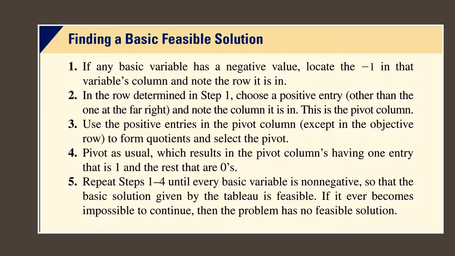Use the positive entries in the pivot column, except for the objective row, to form quotients and select the pivot. Then we'll pivot as usual. And we'll do that as many times as we need to until every basic variable is non-negative. This is just stage one. Once we get that taken care of, then we will use the process that we did in sections 5 and 4.